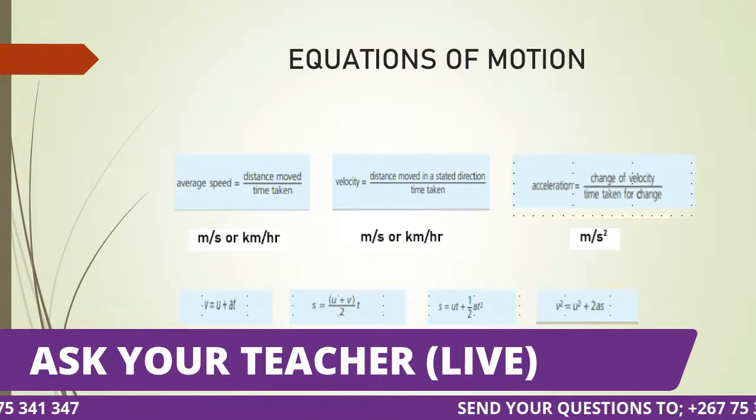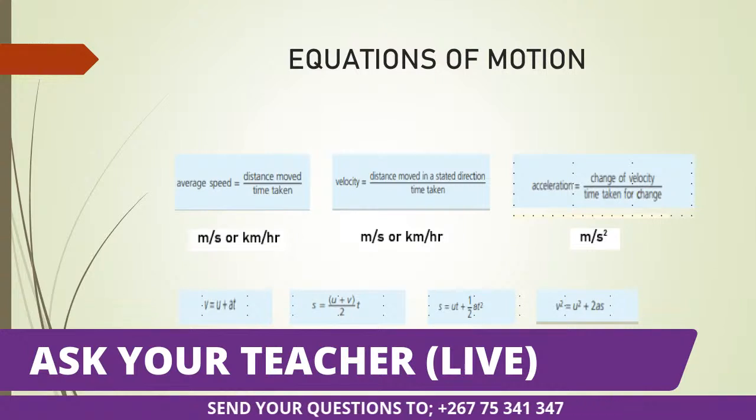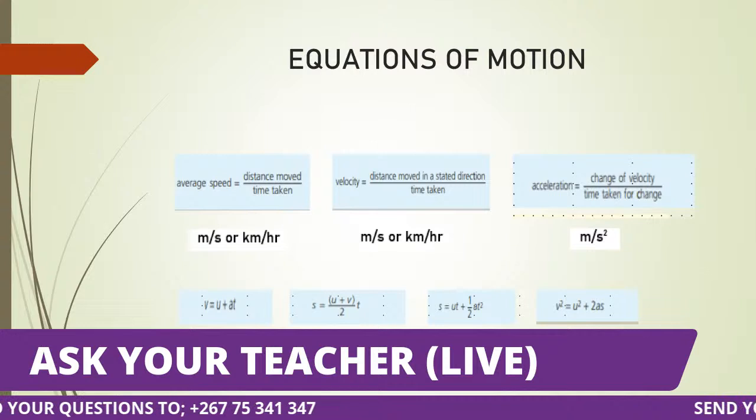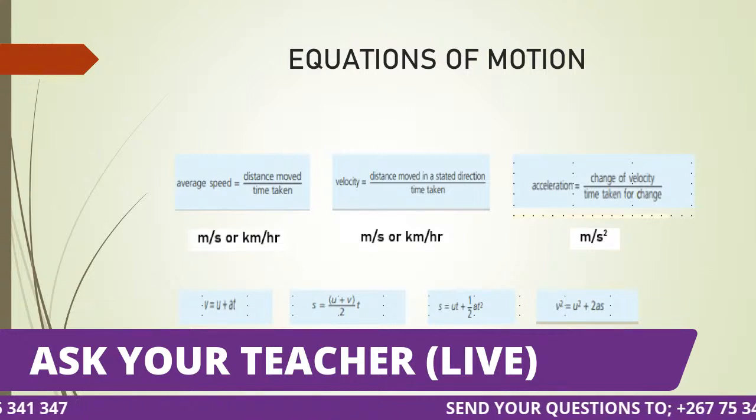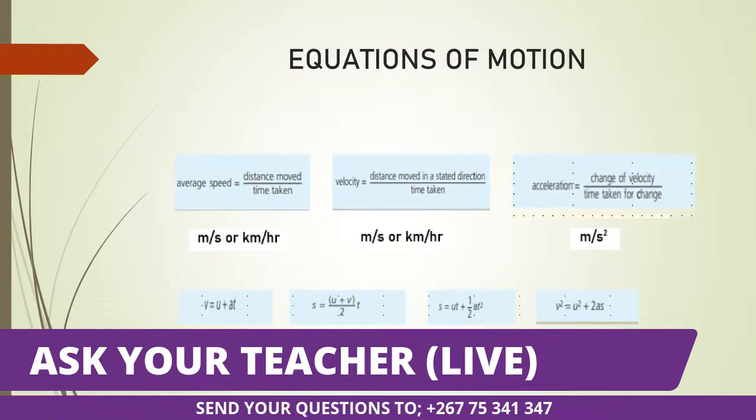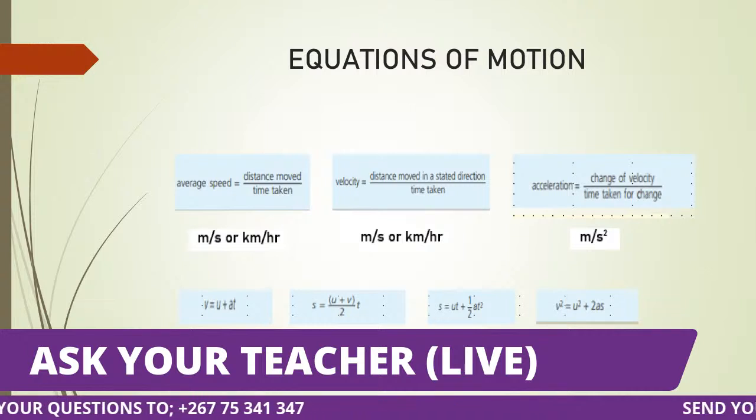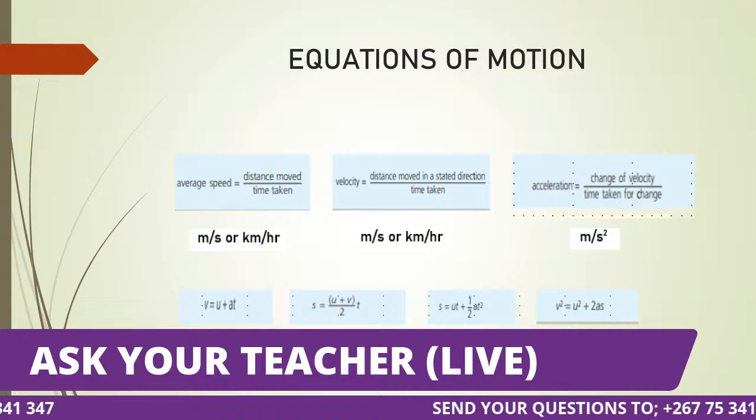We've got velocity given there as distance moved in a stated direction divided by the time. It will have the same units as average speed or speed, meters per second or kilometers per hour, depending on your calculation. You have acceleration, which is change of velocity divided by the time taken for that change. And the units are meters per second squared.